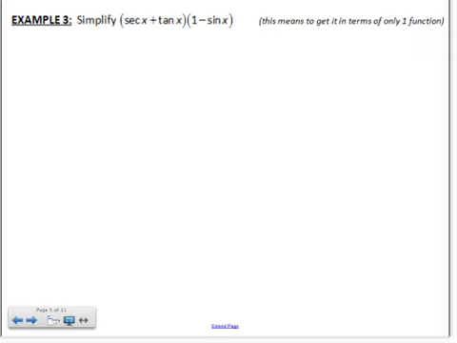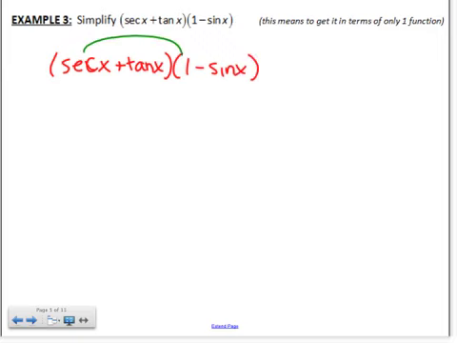All right, so this one we're just going to simplify. Notice this is 2 binomials, so we're just going to go ahead and FOIL this nice little binomial thing here. We have secant x plus tangent x times 1 minus sine x. So the first 2 things we're going to multiply are secant x and 1, so that's just secant x. The second 2 things we're going to multiply are secant x and negative sine x, which is negative secant x sine x.